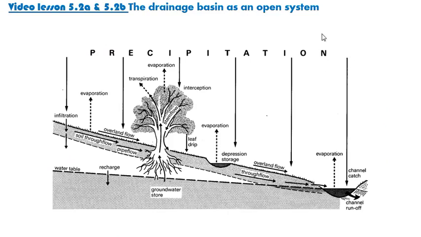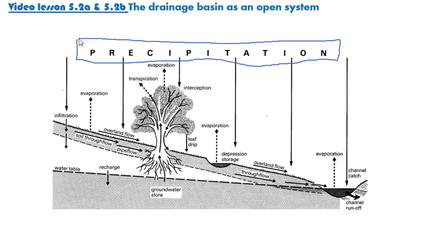Right then, the drainage basin is an open system, so that means that inputs of water can flow into a drainage basin, and there's mainly one input that we are concerned with, and that is precipitation. So, input.